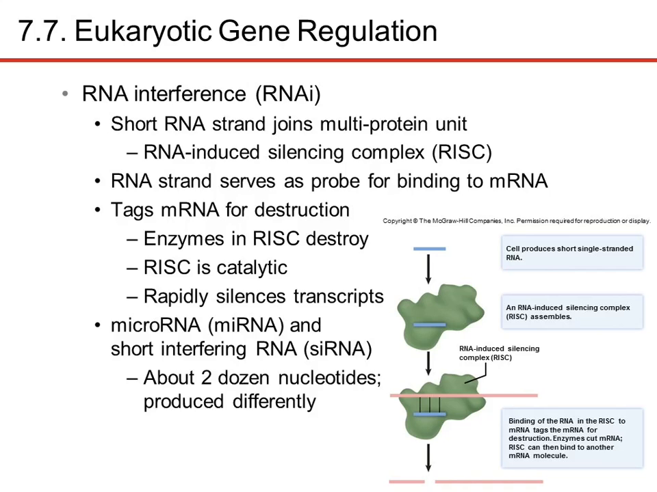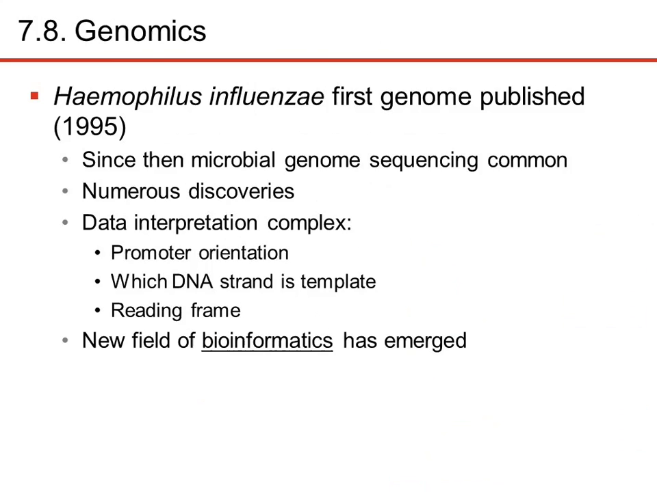Usually those probes are a couple dozen nucleotides, 20 to 30 nucleotides in length, and they're produced by a different system than transcription, but they're made down inside of the cell when they're needed to turn off the use of that particular messenger RNA. Okay, so switching gears just a little bit.